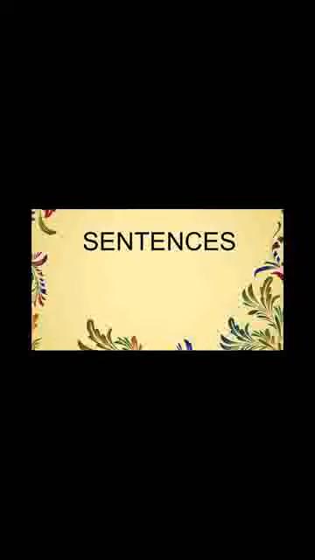What is a sentence? A sentence is a set of words that is complete in itself. It is a group of words that contains a subject and a predicate. Most times when I ask you to define sentence, many of you would say a sentence is a group of words that makes complete sense. That is correct. But particularly, a sentence contains a subject and a predicate.